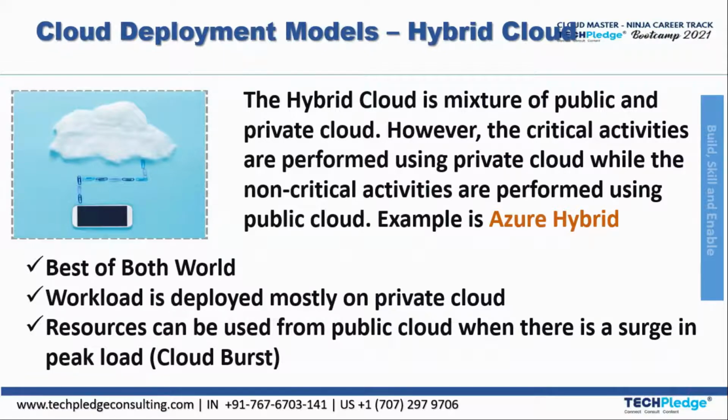While each model in hybrid cloud functions differently, it's all part of the same architecture. So workload is deployed mostly on private cloud, and the resources from public cloud can be used when there is a surge in peak load, like when there is a cloud burst.